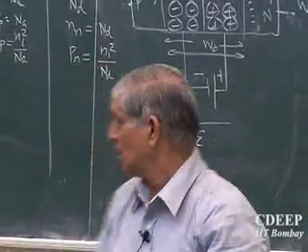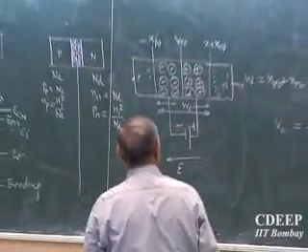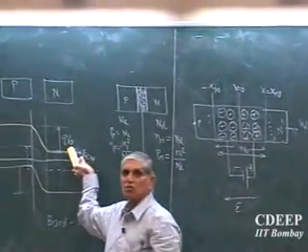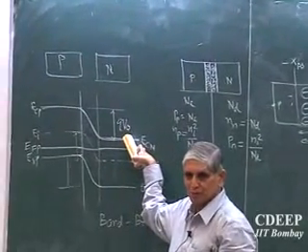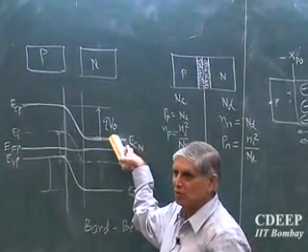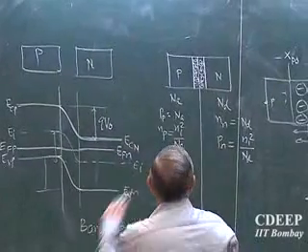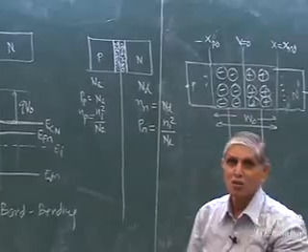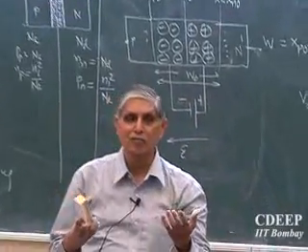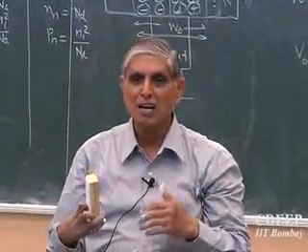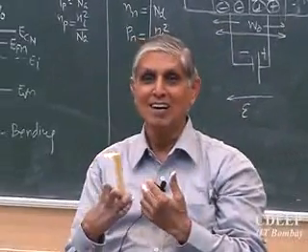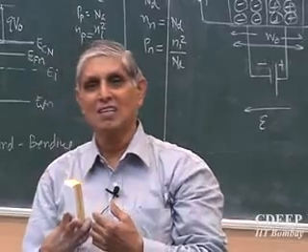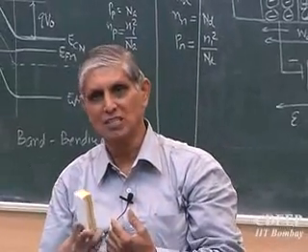Is that clear? Now we want to calculate on what quantities this V0 depends. Can you think on what quantity it will depend? This is a junction. The only two things are NA and ND. So V0 must be a function of NA and ND. Larger the NA and ND, larger will be the voltage; smaller the NA and ND, smaller will be the voltage.